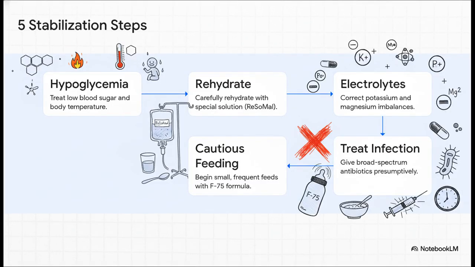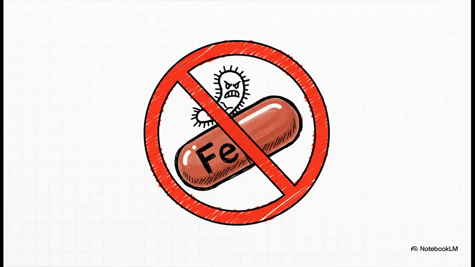So the priorities are crystal clear. First things first, you have to manage dangerously low blood sugar and low body temperature. Then you rehydrate, but you do it incredibly carefully with a special solution called ReSoMal, so you don't overload their system. Next, you correct any electrolyte imbalances, and this one is key. You treat for infection with antibiotics right away, even if you can't see an obvious infection. And only then, after all that, do you start very cautious, small, frequent feeds with a special starter formula called F75.